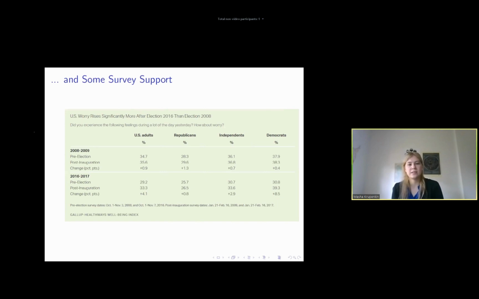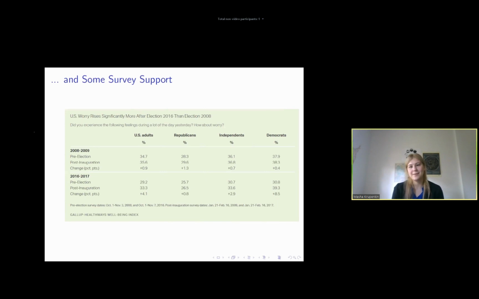What we see here are some Gallup results. It's a series of surveys that ask, did you experience the following feelings during a lot of the day yesterday? How about worry? What we see here is that after the 2008 election, none of the three categories of partisans had a particularly large increase in worry. Whereas after the 2016 election, you see this really massive increase for Democrats. You have nearly 10 percentage points, going from basically 30 to 40% of Democrats who said that they experienced worry during a lot of the day yesterday.